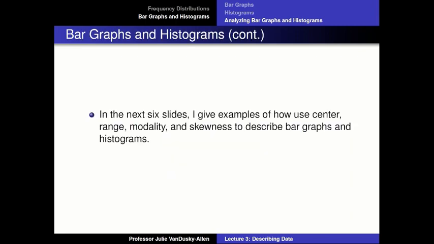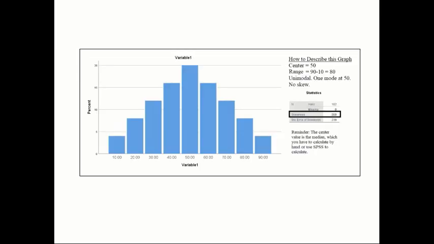In the next 6 slides, I'm going to give you examples of how to use center, range, modality, and skewness to describe bar graphs and histograms. In this graph, the center is 50, which I calculated by hand, but you could use SPSS to do it. Just remember it is the median value. The range is 90, the largest value, minus 10, the smallest value, which equals 80. The graph is unimodal with one mode at 50.